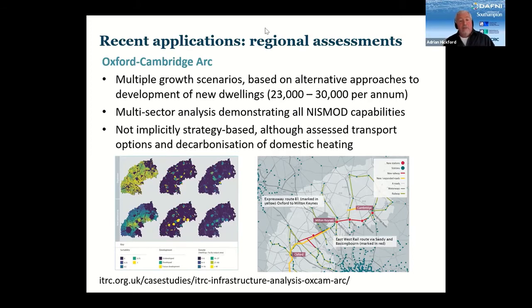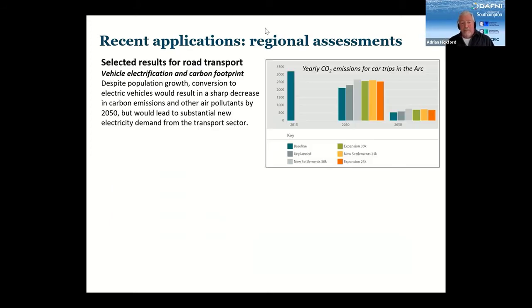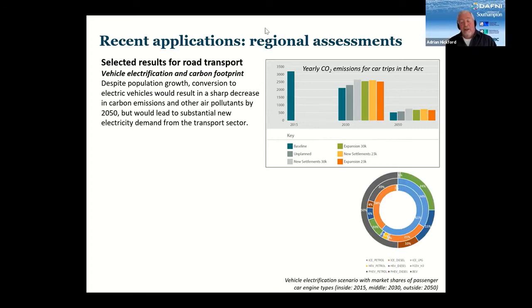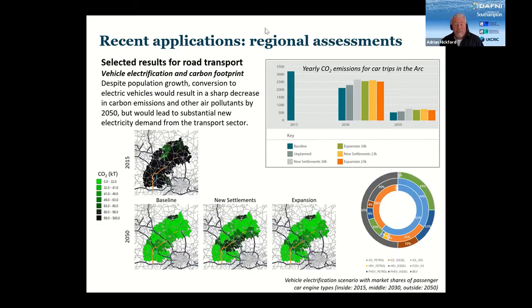Looking then at some of the outputs from the transport model for this study, this chart shows how emissions are likely to reduce over time. So even though population is increasing, we're assuming that there are more electric vehicles and vehicle efficiencies are improving, all of which contribute to the reduction in emissions. We can see the impact of population change in these graphics, which show CO2 emissions for 2050 in each of those population scenarios compared to 2015.